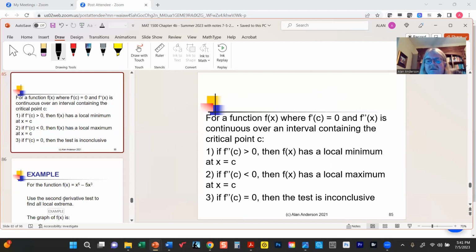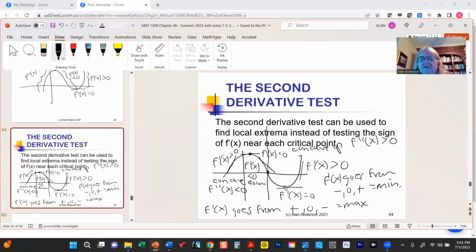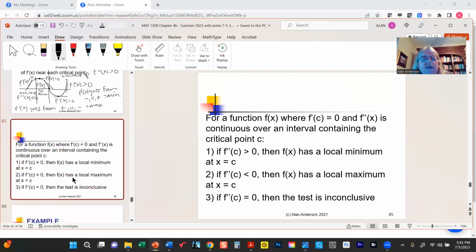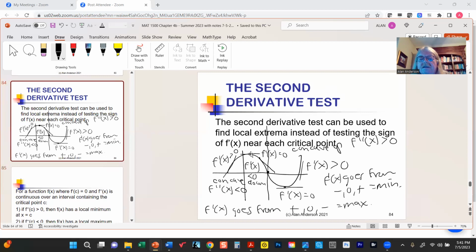Wherever the critical point is, if the second derivative is positive, that means that this must be a minimum, because that means the function is concave up. If the second derivative is negative at that point, it must be a local maximum, because you can see here the function is concave down.